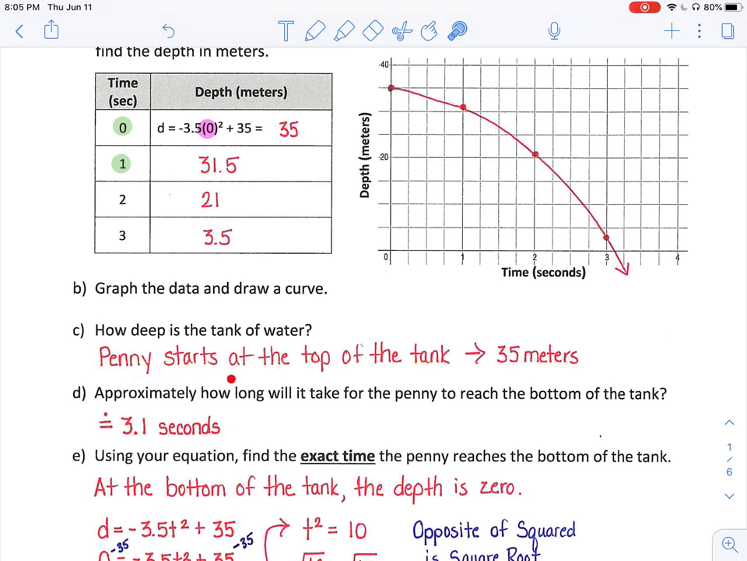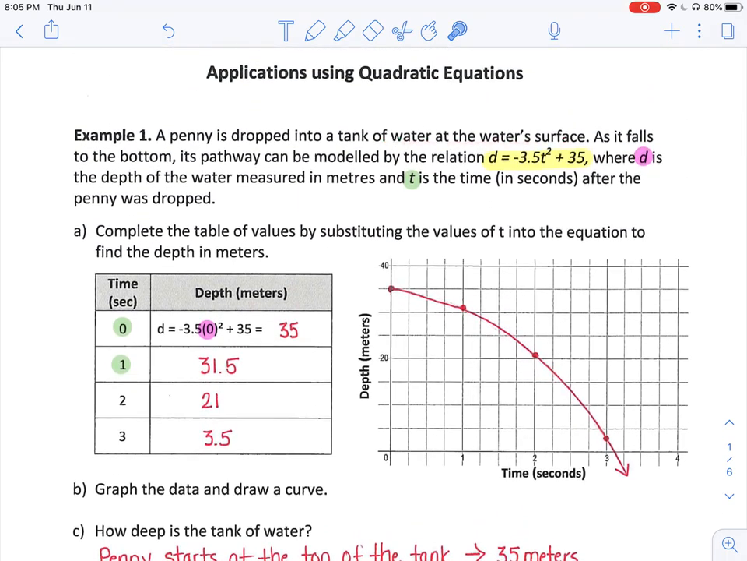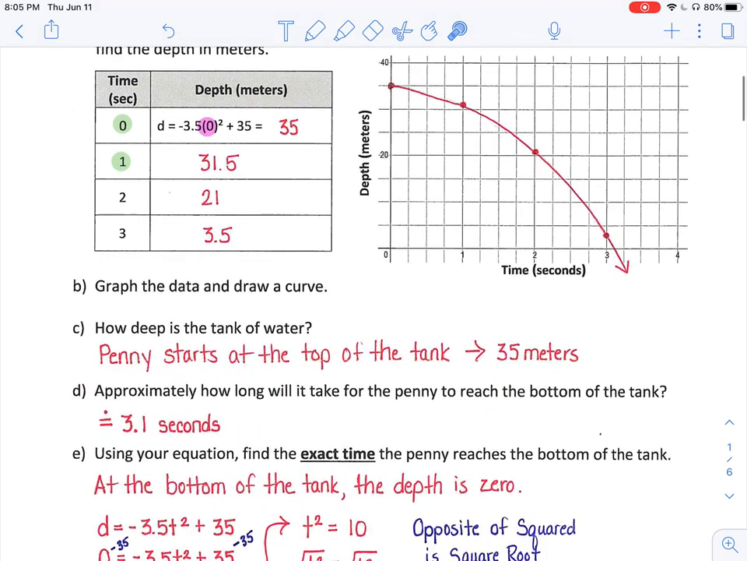How deep is the tank of water? Well, the penny starts at the top of the tank, which is 35 meters, right? Because it's set up at the top here. The water's surface, which we found to be 35 meters.